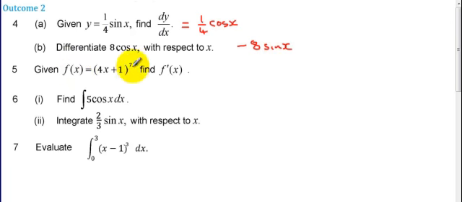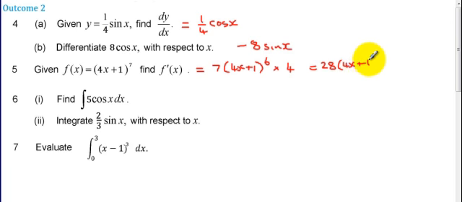f of x is (4x plus 1) to the power 7. To find f dash x, we use the chain rule. So first of all, we've got 7 times the bracket to the power 6 times the bracket differentiated. Differentiating the bracket just gives us 4. Put this bracket back in, 4x plus 1. Now we can multiply the 4 times the 7 to give us 28. So it's 28 (4x plus 1) to the power 6.